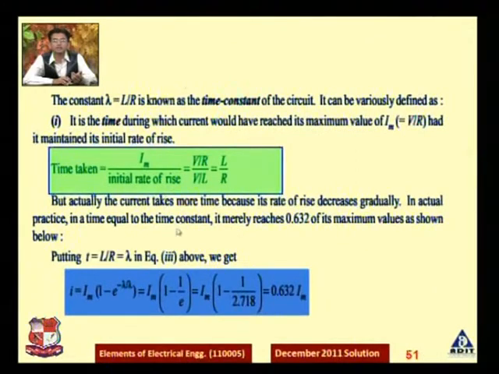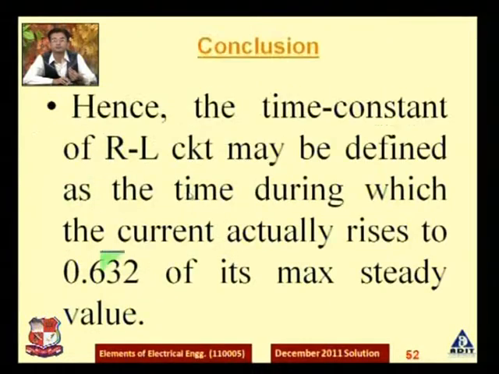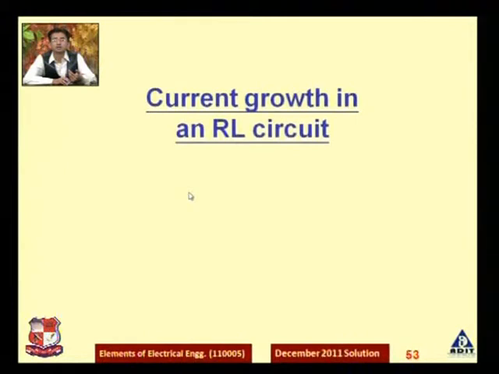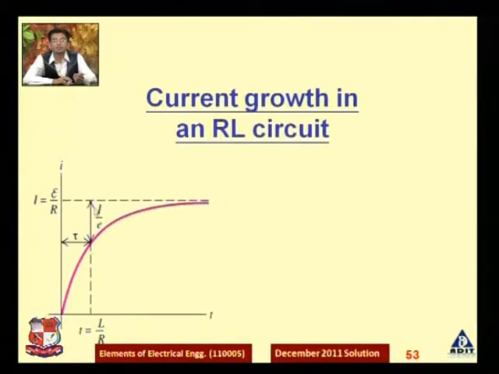See, you can also say that L by R is your lambda, right? So the time constant is the time during which your current would have reached its maximum value if it kept rising at its initial rate. So it is Im divided by the initial rate of rise. Okay. So the current in an RL circuit follows this graph, and the time constant you can define somewhere over here, and I you can define as E by R in bracket 1 minus e raised to minus R T divided by L.